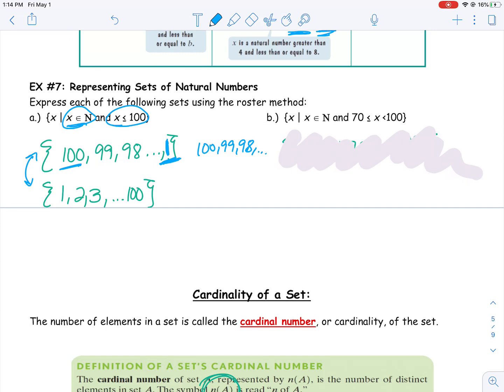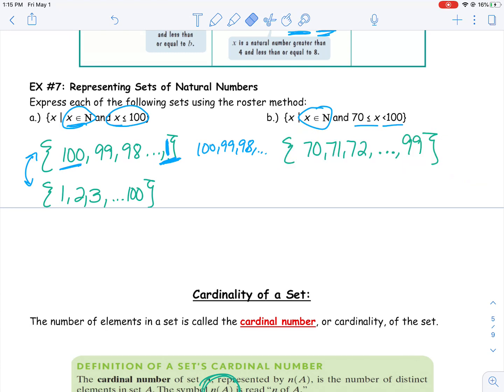Look at example B. It says the set of all x's such that x is an element in the natural numbers, so 1, 2, 3, 4, and on, where x is greater than or equal to 70, but less than 100. So can you write me the roster method where x is a natural number, but it's greater than or equal to 70 and less than 100?